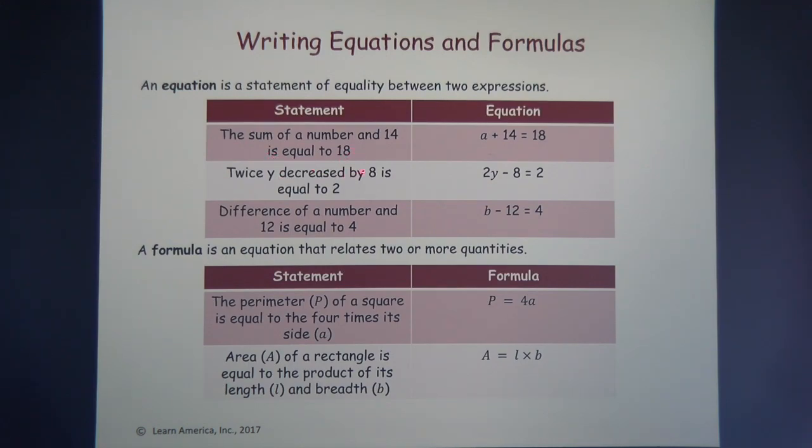Twice y decreased by 8, so it's 2y minus 8 is equal to 2. And then the difference of a number and 12 is equal to 4. So we're going to say that b is the number, and we're putting in the difference of 12, and the final result is 4. Now the formula is a generic type of equation. It works for all squares. So the perimeter, for example, is equal to 4 times A. The area of any rectangle is length times base, or base times height.